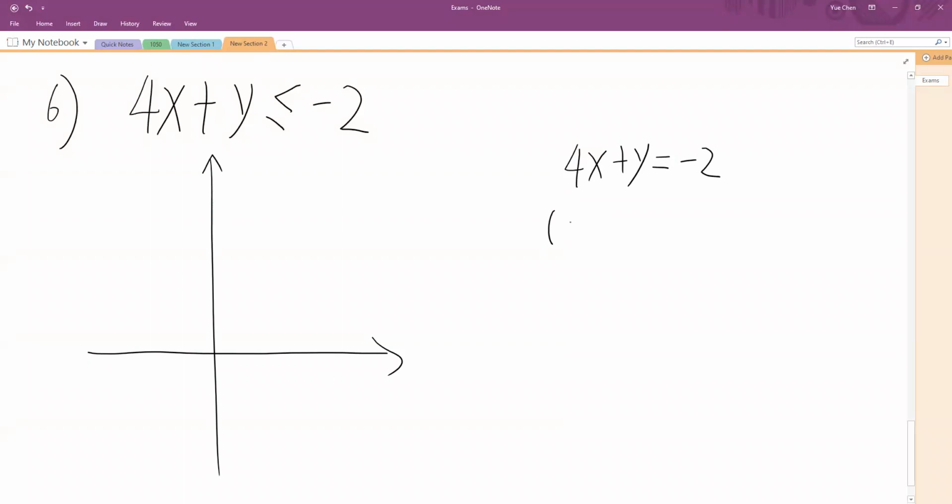The x-intercept, so let's look at the y-intercept first. X equals 0. When x equals 0, you plug in here 4 times 0 plus y equals -2. So y equals what? -2, right? So 0, -2 would be your 1 point. Which is here, 1, 2, right? So this is 0, -2.